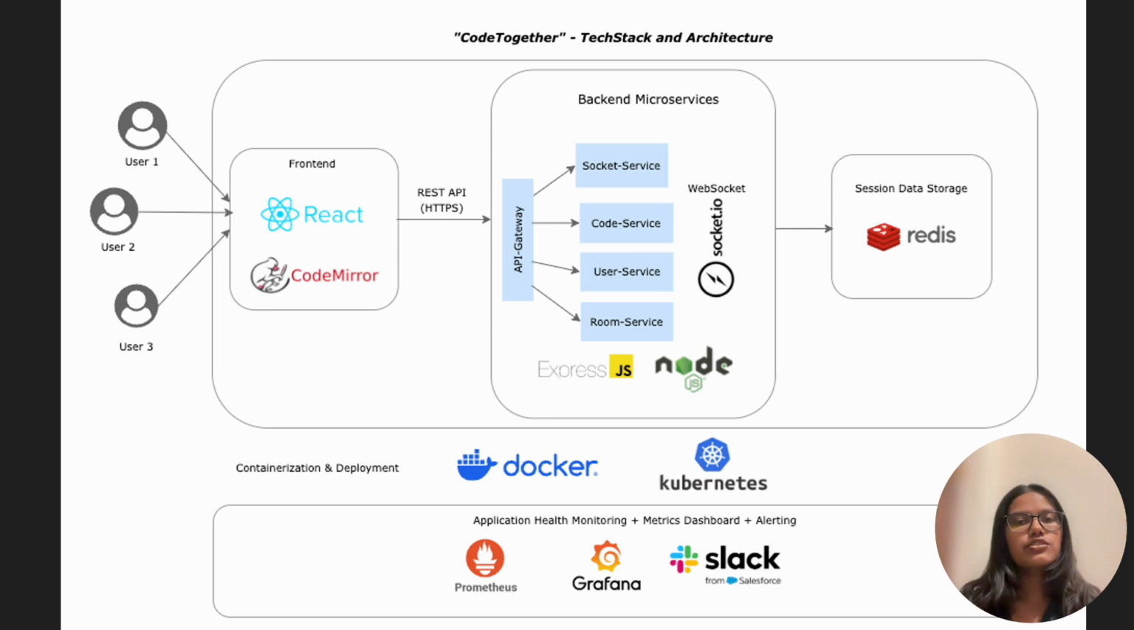We also use Redis to manage all of the users' session data. We have containerized all of these services using Docker, and we've also deployed them on Kubernetes. As an additional step, we use Prometheus to scrape all of the metrics from the backend services, like the number of users logged in, the number of rooms created, and the number of API calls made. We monitor these metrics with the help of Grafana. We've also created an alerting mechanism with Slack, where we get an alert whenever a pod fails or when our system runs out of memory.